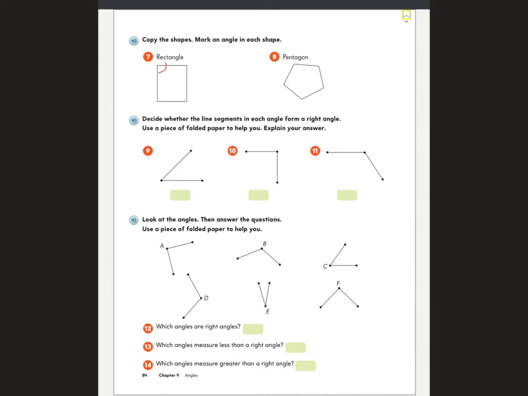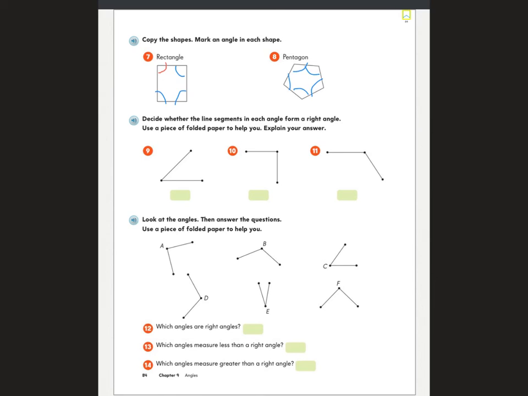Did you try it on your own? Now check your answers. You could have marked any of these angles in your shapes. As long as the lines are meeting up in a corner and they're connected, you can mark any of those as angles. Let's try our next 3 problems.